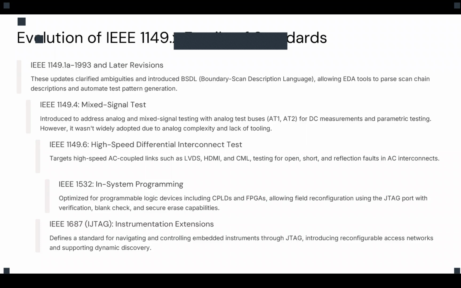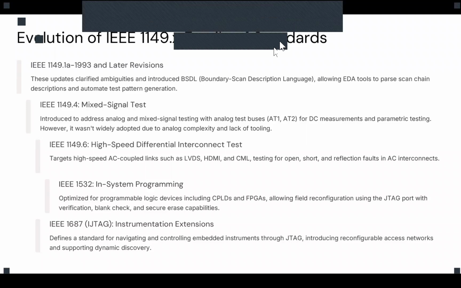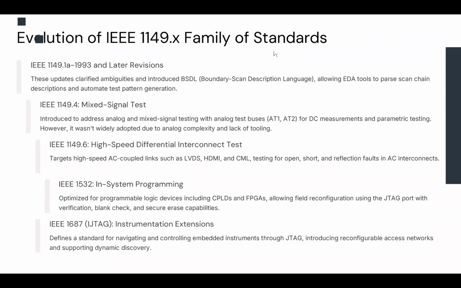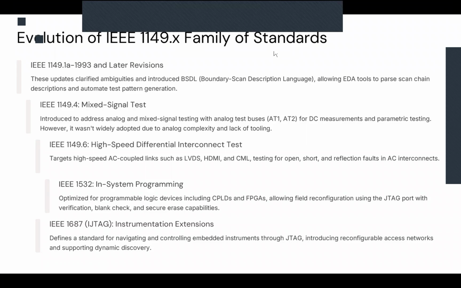This family of standards is not just one part. The IEEE 1149 has several different parts. For example, we have part 4, which discusses the mixed signal test, and was developed to extend the boundary scan testing to analog and mixed signal components on the digital ICs.